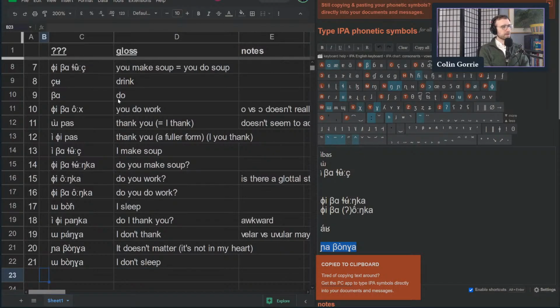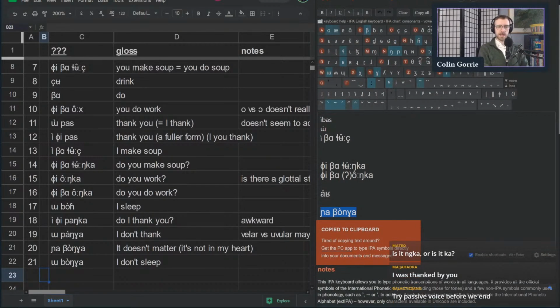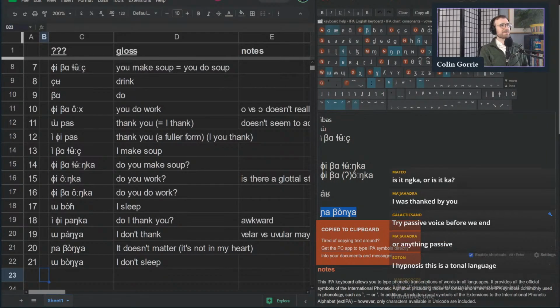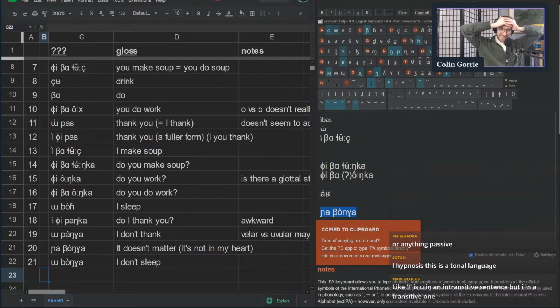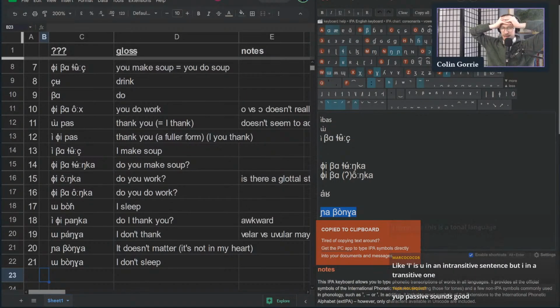What about... yeah, so Marco's got an interesting theory. Okay, so is there anything in this language, would you translate... sorry, let me figure out how to phrase this. Is there a way to say something like, I was thanked by you?